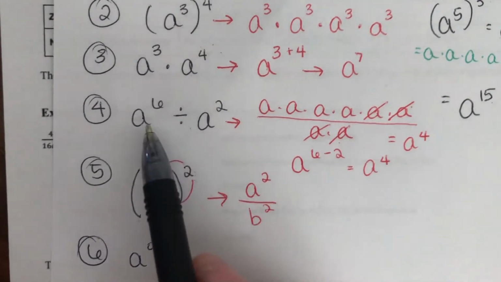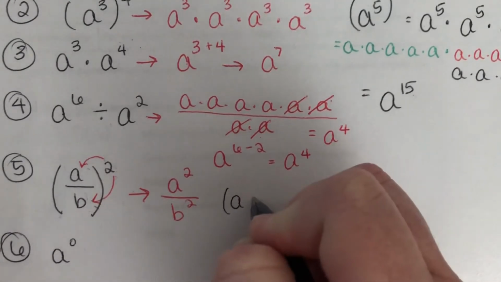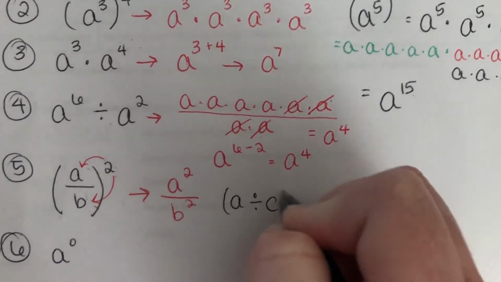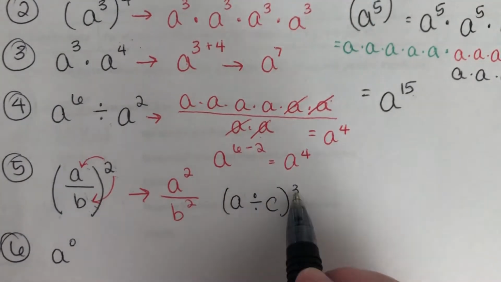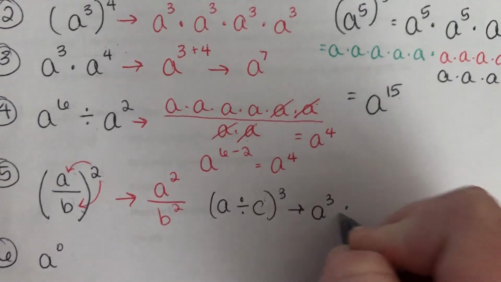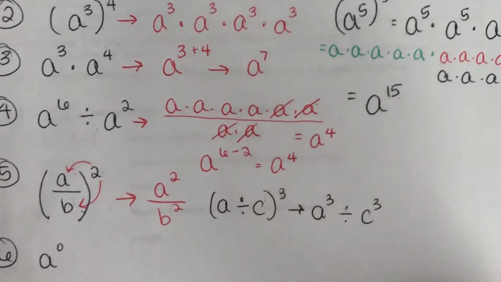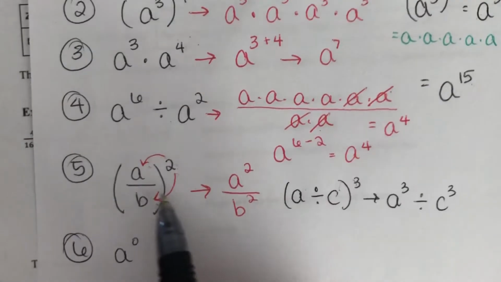If you didn't write it as a ratio, if I had a divided by c to the 3rd power, I would distribute that 3 to this guy and to this guy. So it would become a to the 3rd divided by c to the 3rd. We're just distributing that exponent to everything inside the operation here.